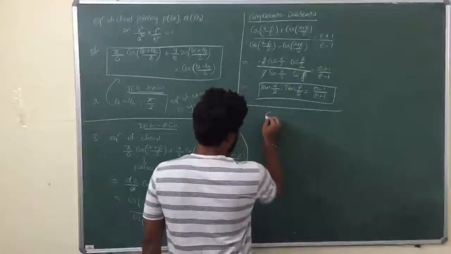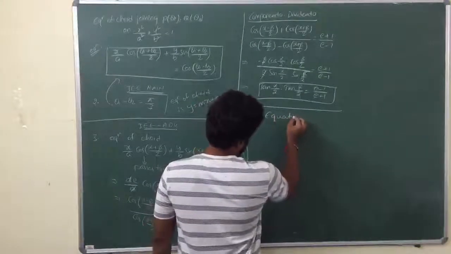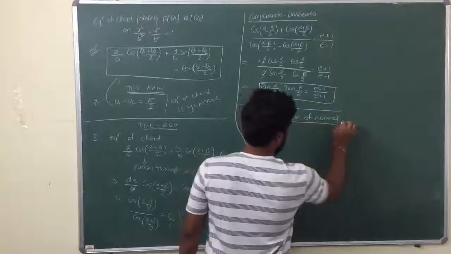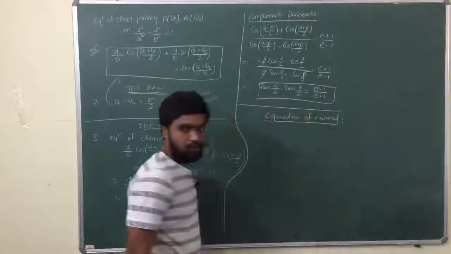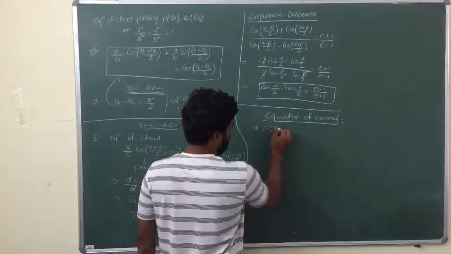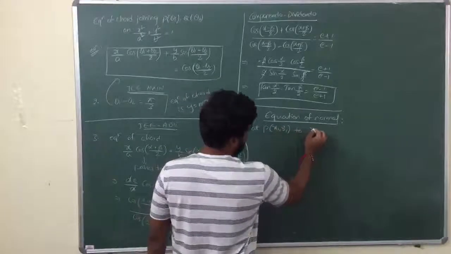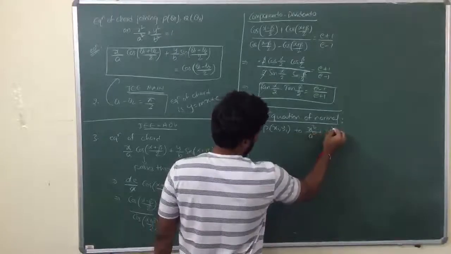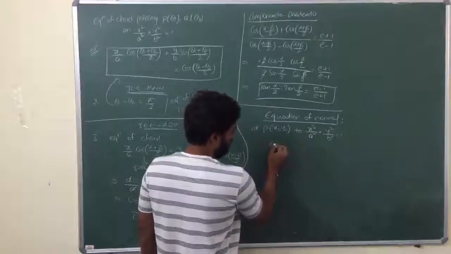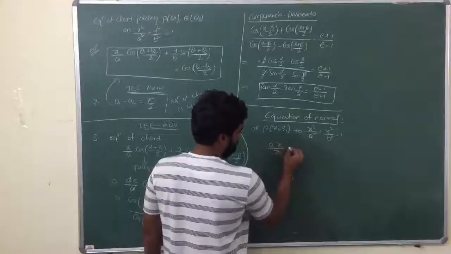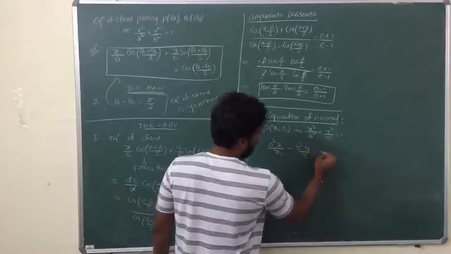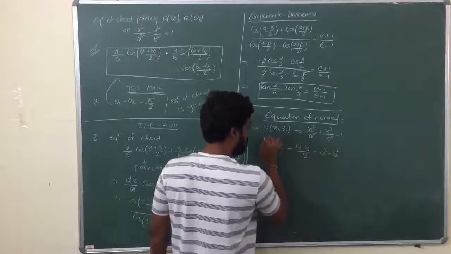Now coming to the equation of normal. Okay, the equation of normal at point P (x1, y1) to the ellipse x square by a square plus y square by b square is equal to 1. So basically this is a square x by x1 minus b square y by y1 is equal to a square minus b square. This is the equation of normal. Remember this.